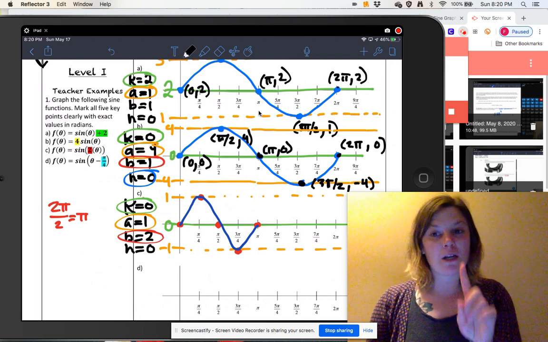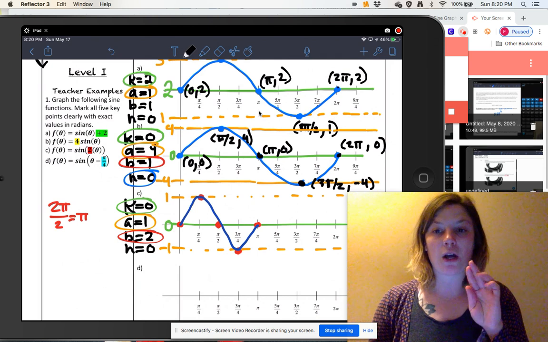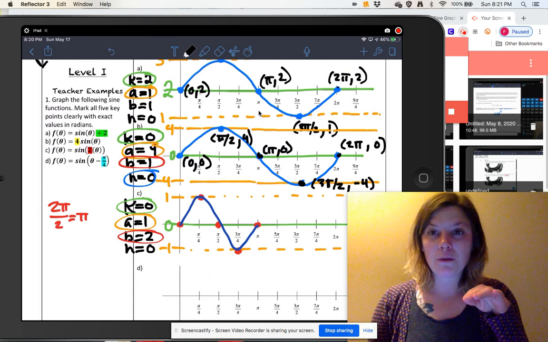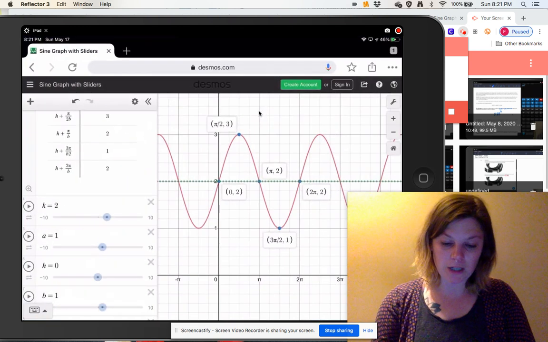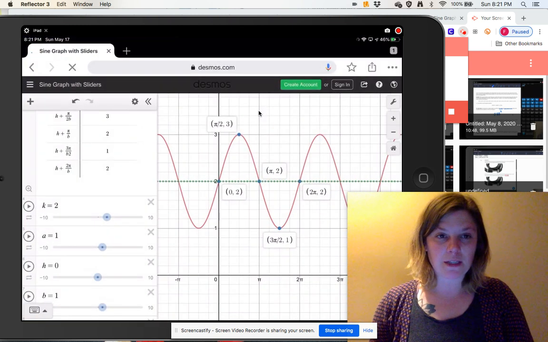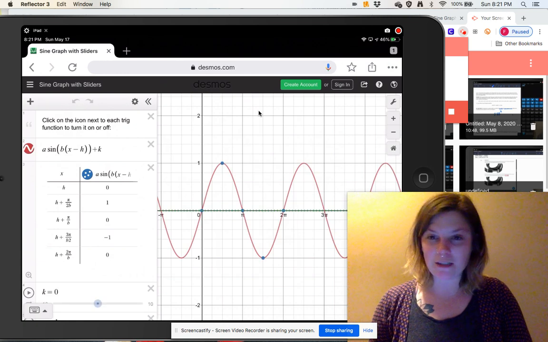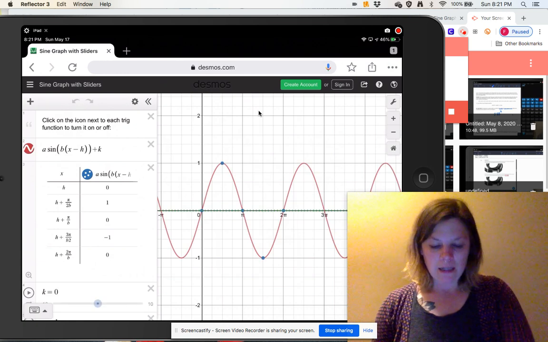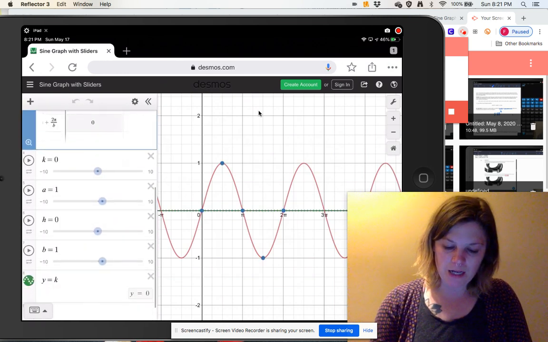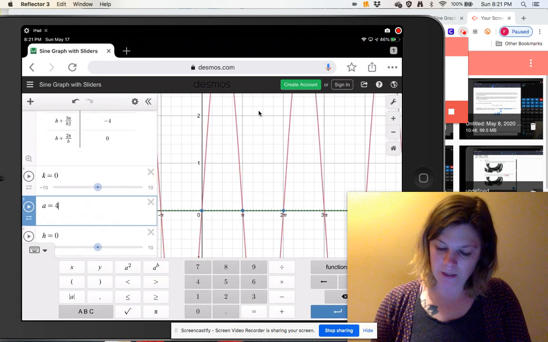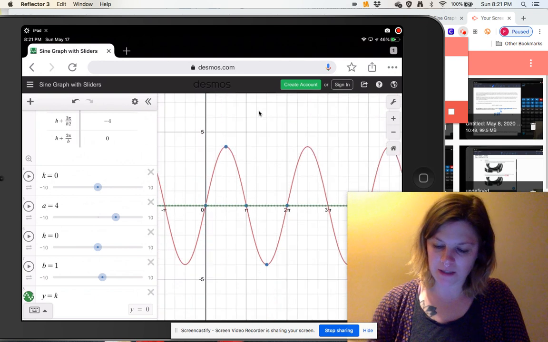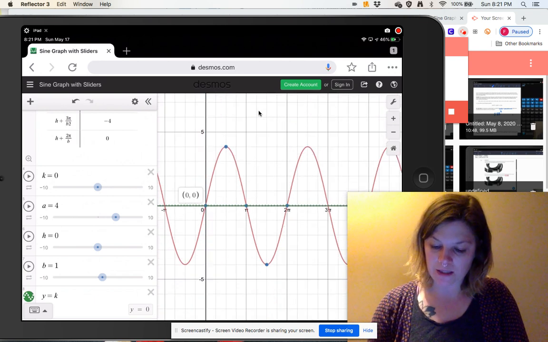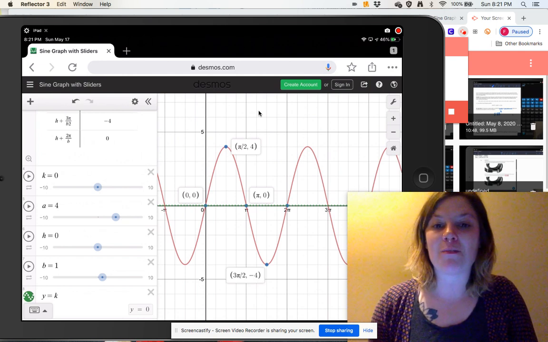So we can double check our answer a couple different ways. We can use our calculator, or we can use our Desmos checker. It's up to you. I like to use this because I just created it. It's kind of sparkly and new for me. So on that one, our a value was 4, so we have much higher peaks, but I'm going to redo this. And then I can click on all these points and check that I got all my points correct.